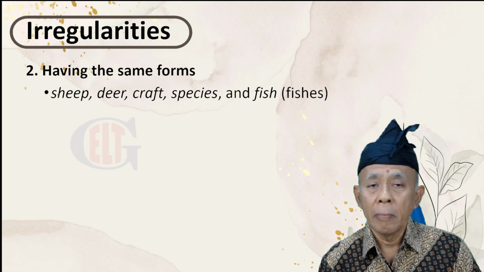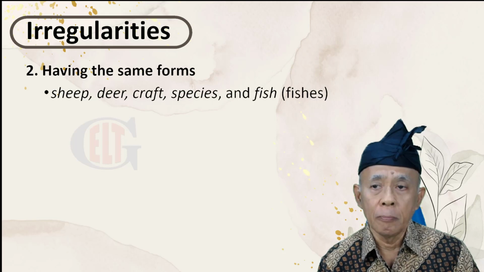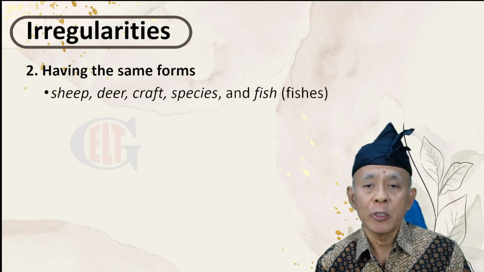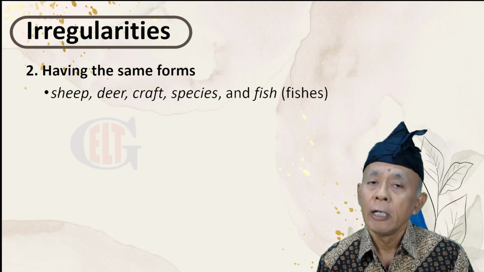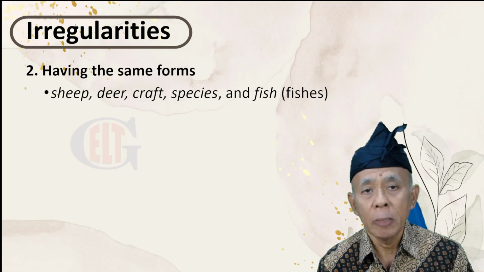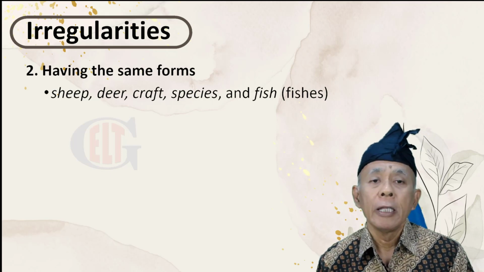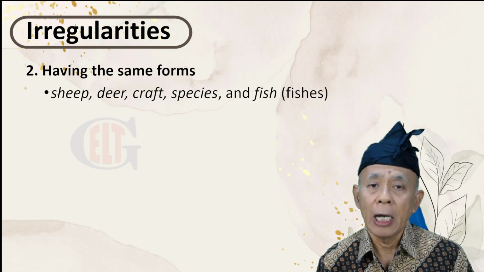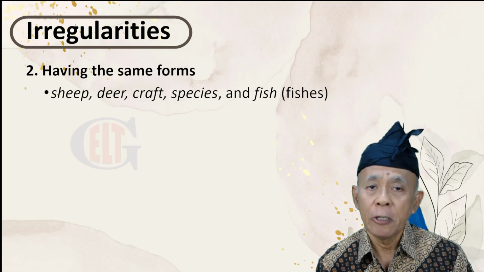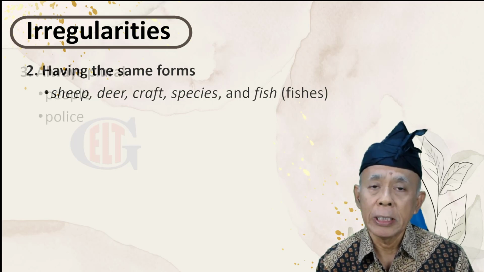There are also some English nouns which have the same form for both the singular and plural. The words sheep, deer, crab, species, and fish have the same form for both the singular and plural meaning. We can say, for example, I have one sheep in my house, and there are many sheep on the farm. The word fish, however, can also have a plural form of fishes, which means types. So there are 5 types of fishes. We can say tuna and eel are 2 different fishes.